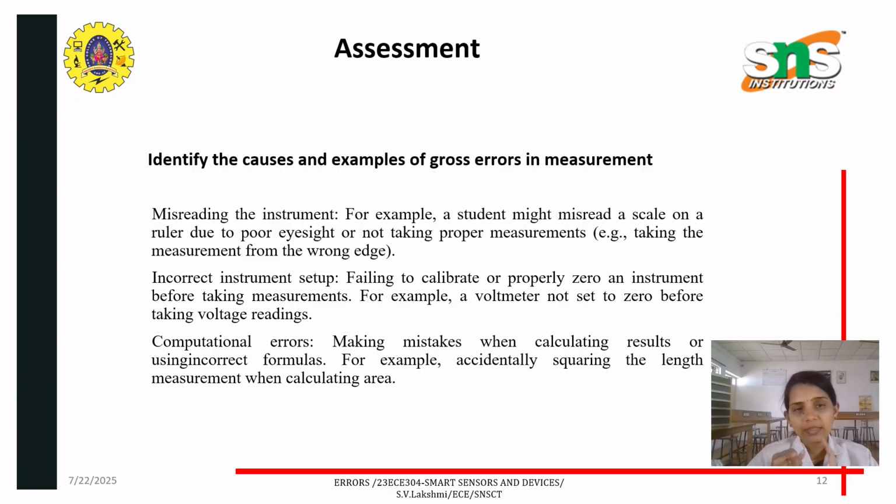Gross error, as discussed, is caused by misreading, incorrect instrument setup, and computational errors, such as applying wrong formulas. All these are causes for gross error. For example, in a scale, if we are looking with poor eyesight, we might take a wrong reading. Improper calibration or zero setup will also lead to this type of error.